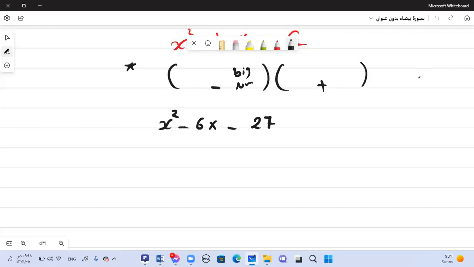So I can't take the 1. We will open two brackets. First one is negative and second one is positive. And we put 3 multiplied by 9. When we subtract it, it will become 6. So now we will put it here at the first and 3 in the second. Excellent.